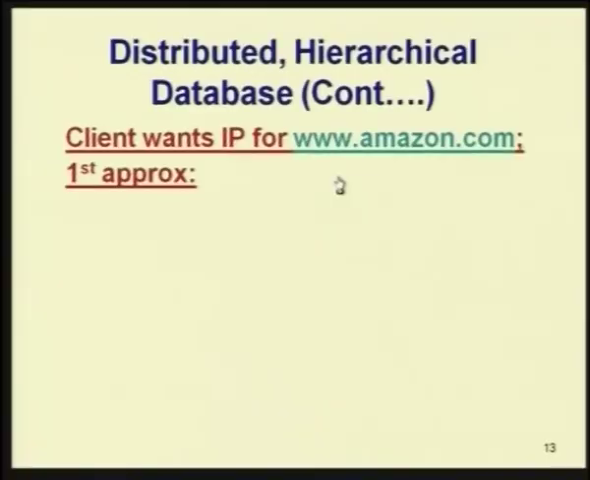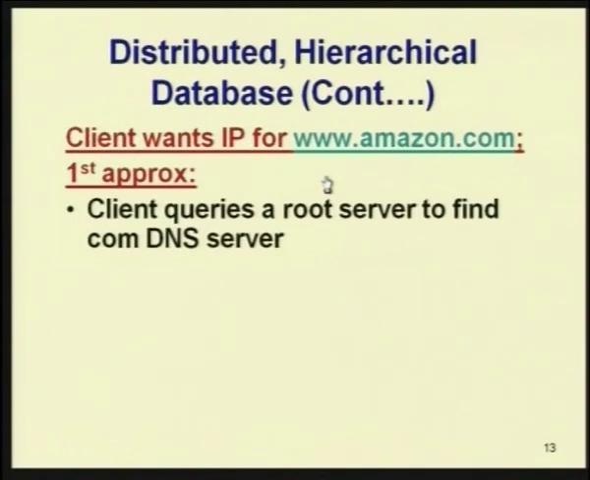So, what we need to look at now is how the DNS application allows this to happen. Let us say, for instance, a client wants the IP address for www.amazon.com. As a first approximation, let us look at what will happen. The client would typically query a root server to find the com DNS server. Note that when we are processing domain names, we typically start from the right end. So, what you are first looking for is www.amazon.com, and com is the first domain that you need to find out. So, the client will query the root server to find the com DNS server.